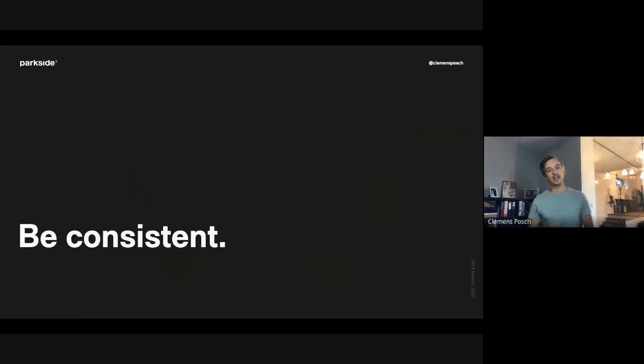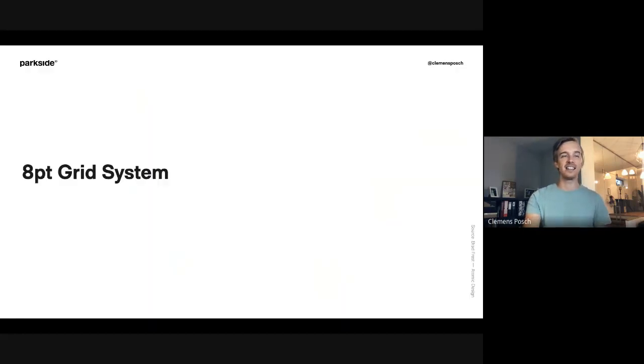One of our guiding principles is to be consistent. Back in the day, it could be really messy. If you remember those Photoshop files, I don't know who organized them. I didn't. I was really messy with them. So we set some guidelines, and we introduced the 8-point grid system, for example. So why does it matter?